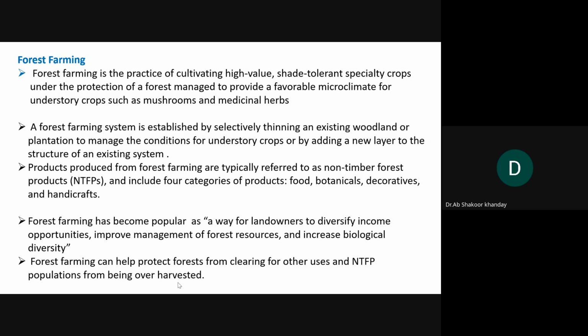That means there is scope of going for the cultivation of some selected crops under the tree canopy of the forests, and they include different categories. They are known as non-timber forest products, and they include food, botanicals, decoratives, handicrafts. Forest farming has become popular for landowners to diversify income opportunities, improve management of forest resources, and increase biological diversity.